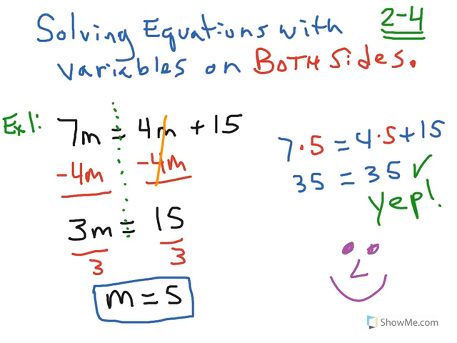Okay. So there you have it. This is sort of an introduction to solving equations with variables on both sides. We do have some other examples coming up to sort of drive this point home. But in general, what we want to do is collect the variables to one side of the equation and then solve it like we did our other equations earlier in the chapter. Good luck.